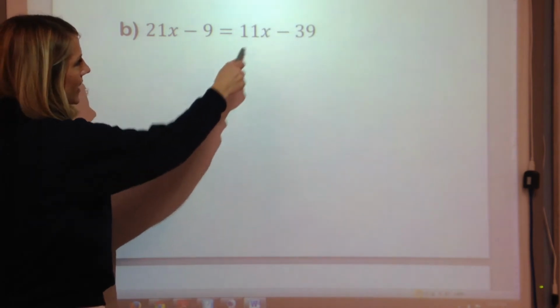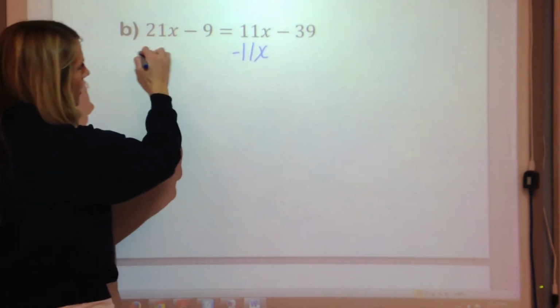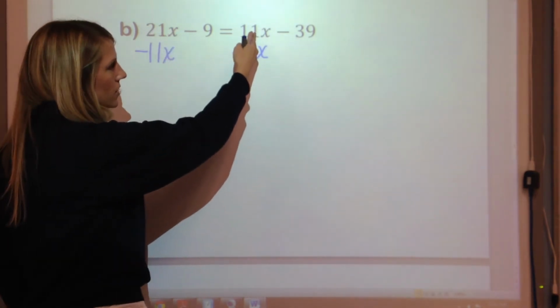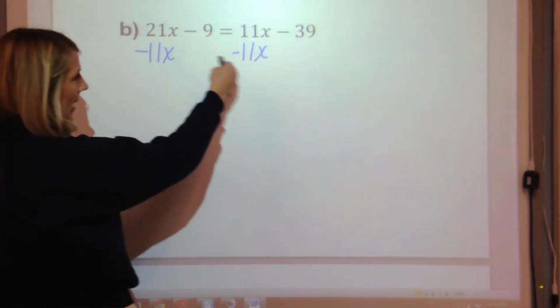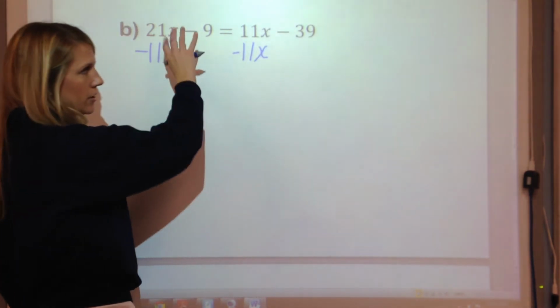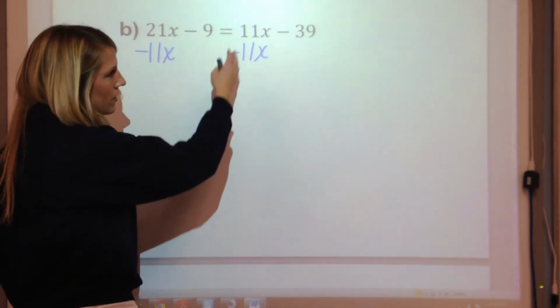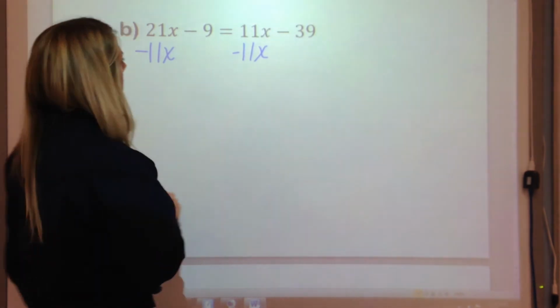I can move my 11x over here. It's a positive 11x, so I want to subtract 11x. Now, could I start by first subtracting 21x? Absolutely, but again, we'll talk about that tomorrow. We could even start with adding 9 to both sides or adding 39 to both sides. But again, I'm just going to focus on moving the 11x at this point. Again, multiple ways to solve these. I'm giving you one option.